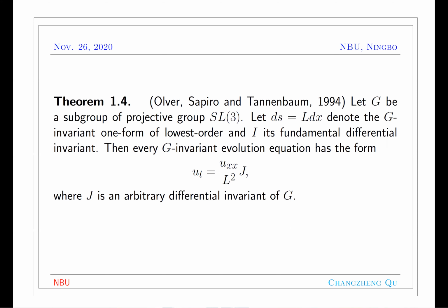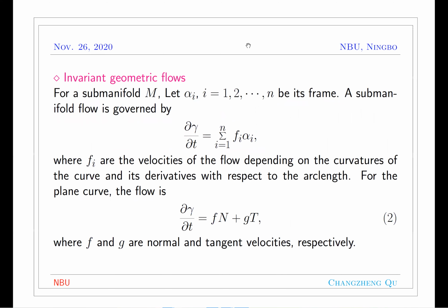In this talk we are interested in the invariant geometric flows of this form. So gamma is a curve. F_i depends on the invariants of the curve or of the submanifold. Alpha_i is a frame. The frame may be the natural frame or the parallel frame. In the plane case, the flow takes this form. F and G are the velocities, respectively the normal velocities and the tangent velocities.